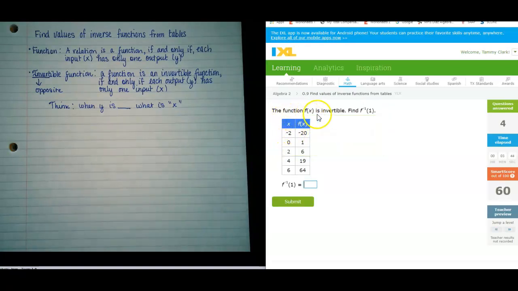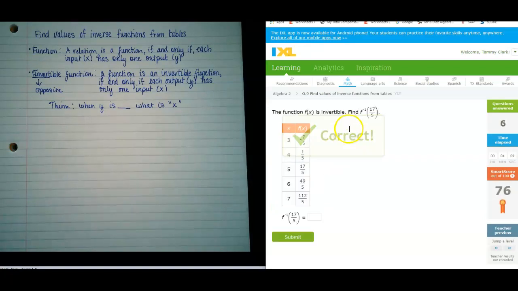The function f of x is invertible. Find f inverse when y is 1. So y is 1 right here, meaning x would be 0. The function f of x is invertible. Find the f inverse when y is negative 4. So we're going to look for y. The y value would be negative 4. Well, when y is negative 4, x is 0.